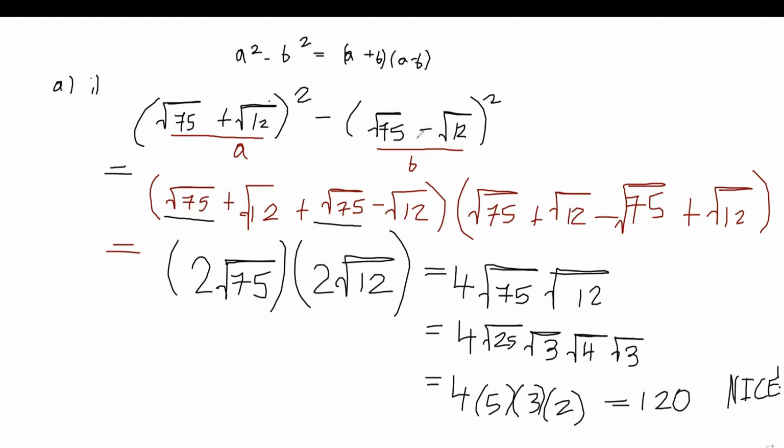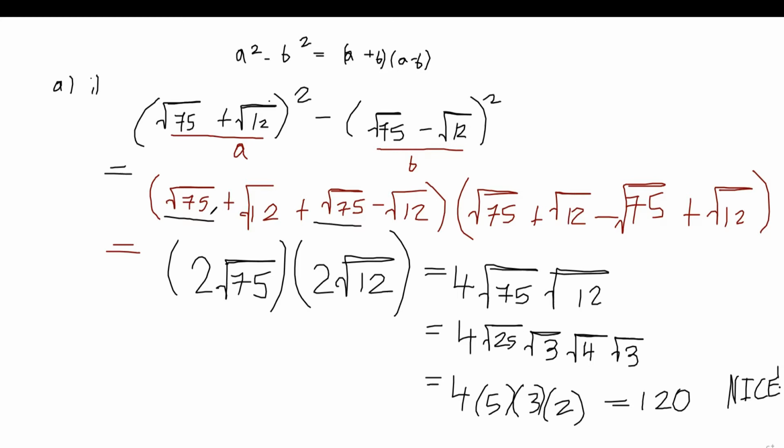I understand that's A and that's B, but if you have root 75 plus root 12 plus root 75 minus root 12, it's root 75 plus root 12, plus root 75 minus root 12. That's A plus B, close up that bracket, and multiply it by the A minus the B.